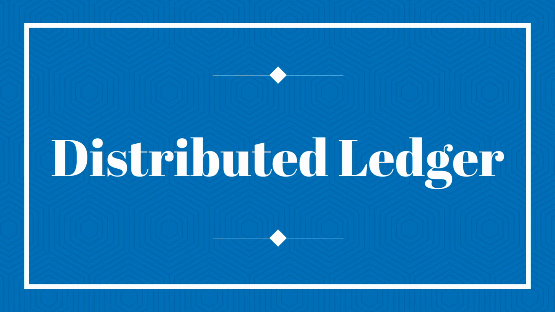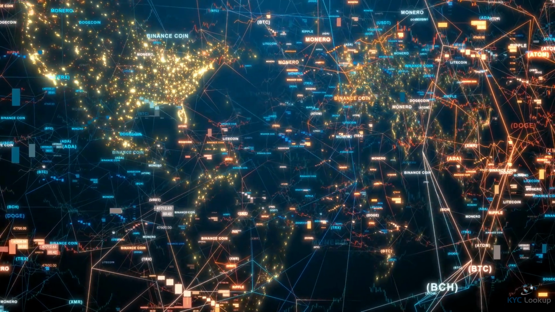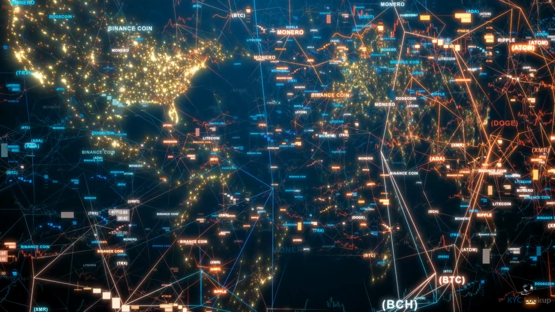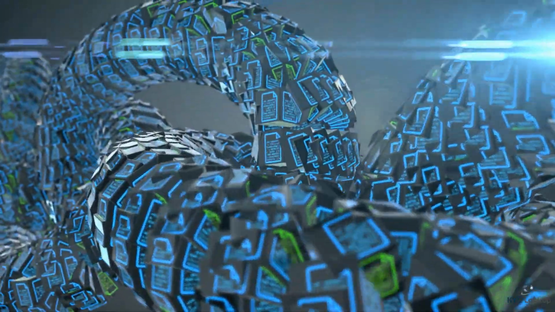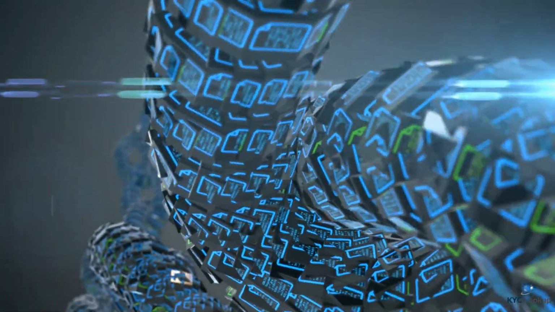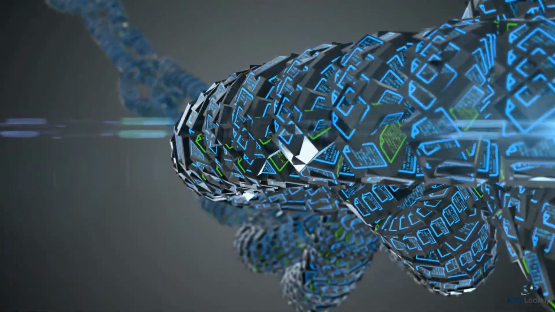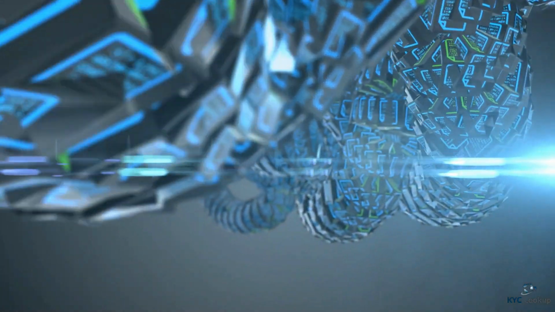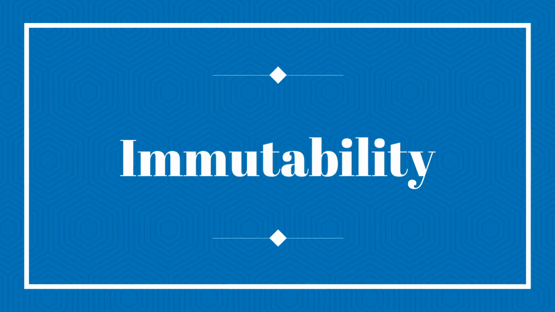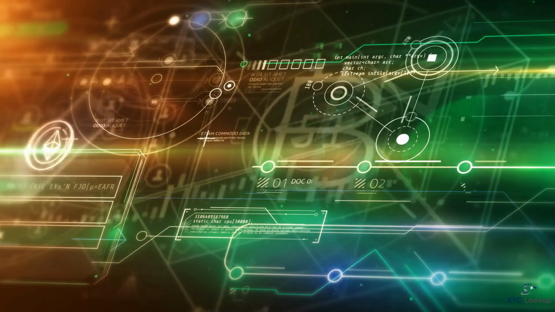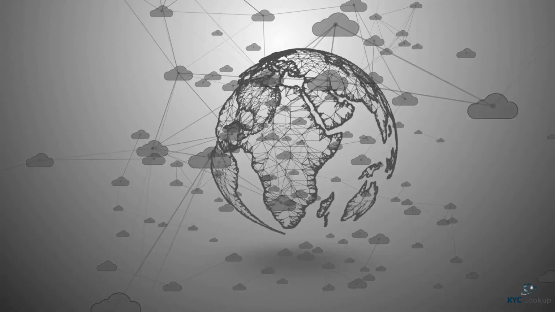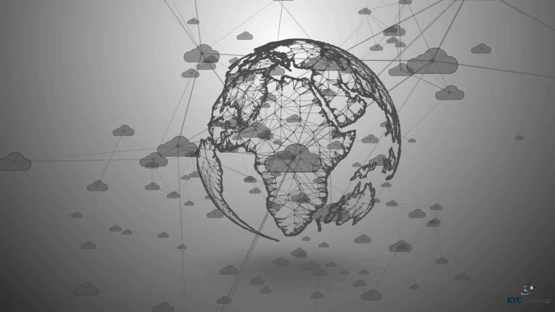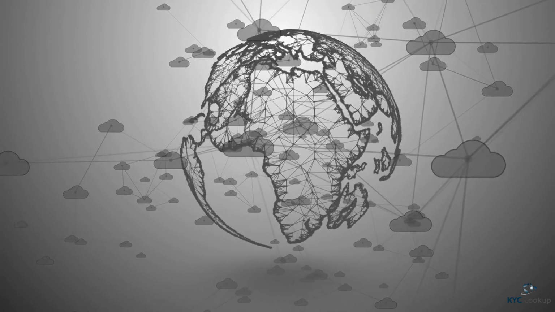Distributed ledger. The ledger, or record of transactions, is distributed across all participating nodes in the network. Every node has a copy of the entire blockchain, ensuring transparency and redundancy. Immutability. Once data is added to the blockchain, it is extremely difficult to alter or delete. This immutability is achieved through cryptographic hashing and consensus mechanisms.